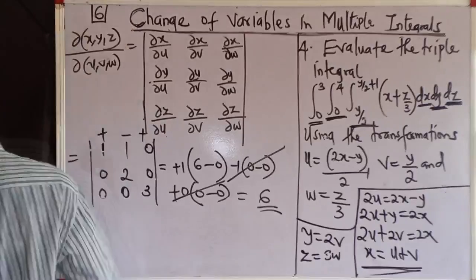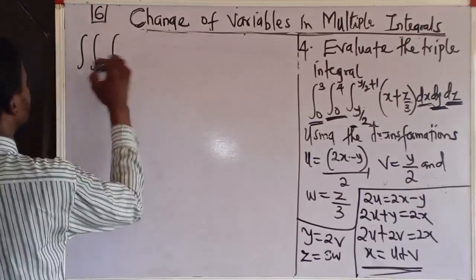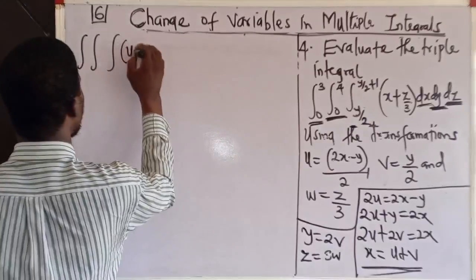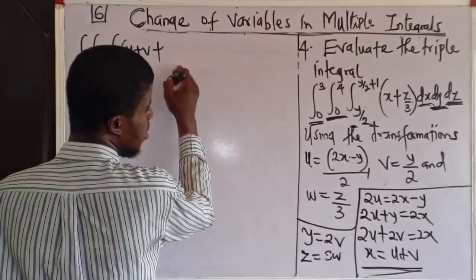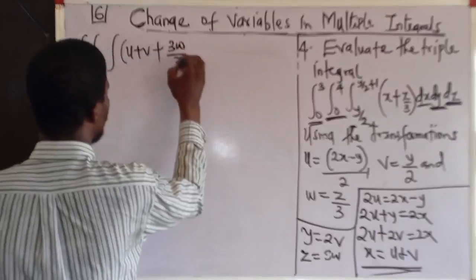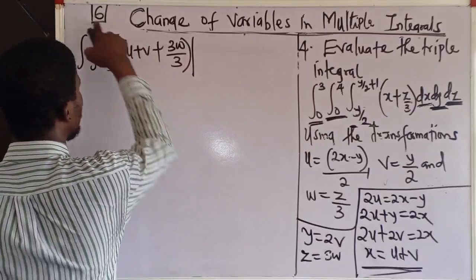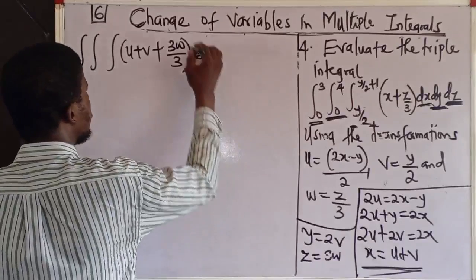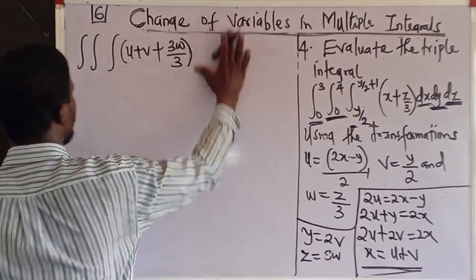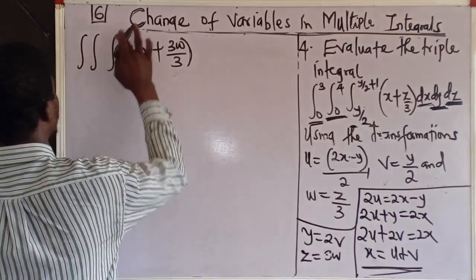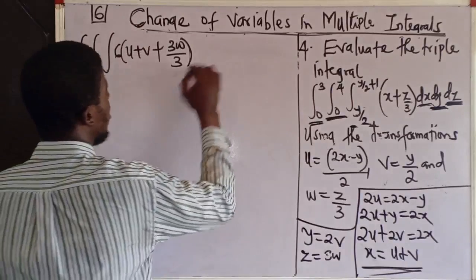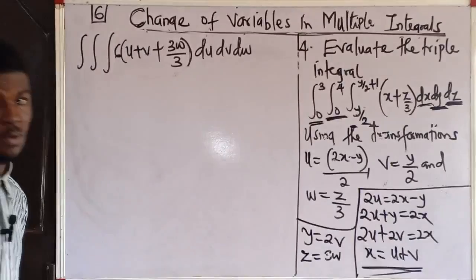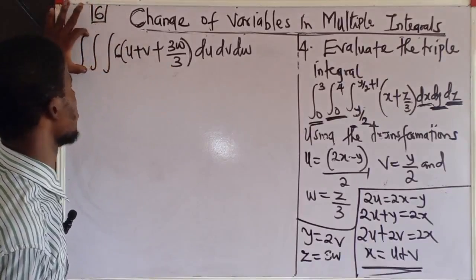6. The integral is now the triple integral. What's x? x is u plus v. What's z? 3w all over 3, right? Times the modulus of the 6, which is also 6. So I can remove the modulus and just put a 6 at the side here. I'm not wrong. Then we now have du, dv, dw. It can be dw, dv, du. So insofar the limits are also in accordance.